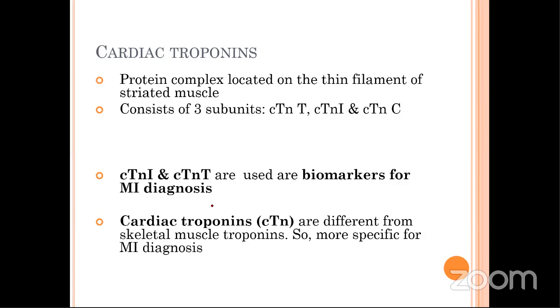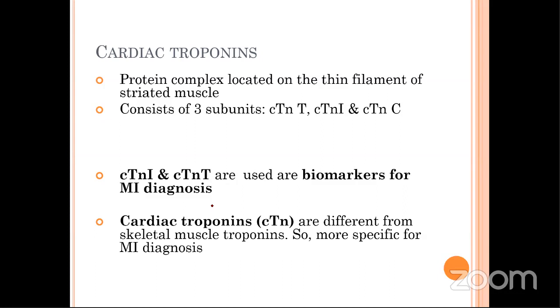So now this is very important. You must have heard that many of the times the patients who are admitted with a so-called heart attack are advised a trop T. So these are nothing but the cardiac troponins. So these are protein complex located on the thin filament of striated muscle, consists of 3 subunits: cardiac troponin T, cardiac troponin I, and cardiac troponin C.